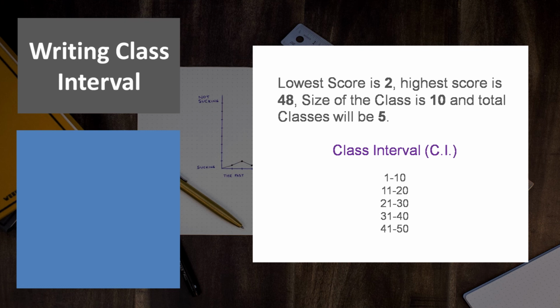So here 5 classes are there, and as the lowest score is 2, we can start from 1. 1 to 10 is the first class interval, 11 to 20 is the second, 21 to 30 is the third, 31 to 40 is the fourth, and 41 to 50 is the fifth. So accordingly, our lowest score will come in the first class interval, and the highest score 48 will come in the last class interval. I have arranged it in ascending order. You can also make it in descending order.